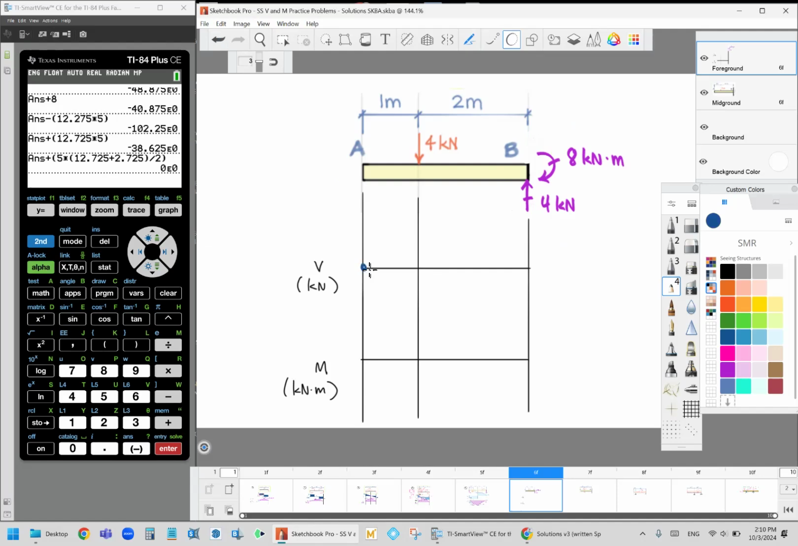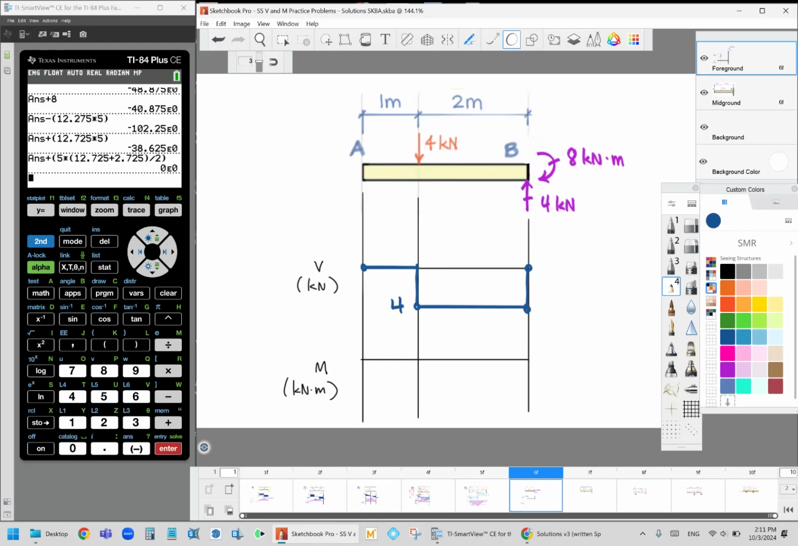So I start at 0 and nothing happens. There is no shear over that first 1 meter. And that makes sense if I were to come in and make a cut through the beam right there. Clearly, there's no shear force there. It's completely unloaded. But once I get to the 4 kilonewtons, I follow the direction of the arrow down, and then nothing happens. Okay, and then increase by 4 to get back to 0.